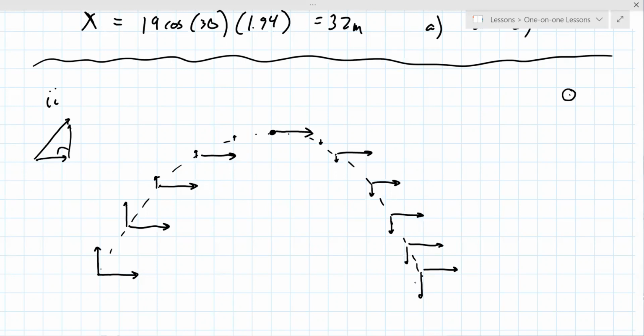Mm-hmm. So the minimum speed occurs here at the apex. Oh, that's what that is? Okay. At that top point, it's just the 19 cosine 30. Oh, so I just put 19 cosine 30. Is that the whole problem?